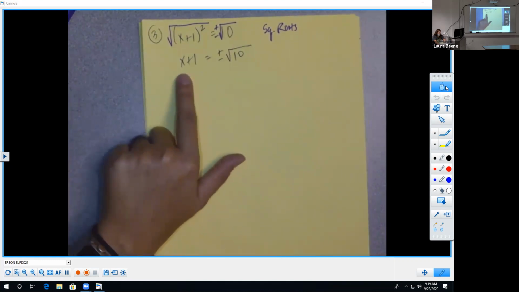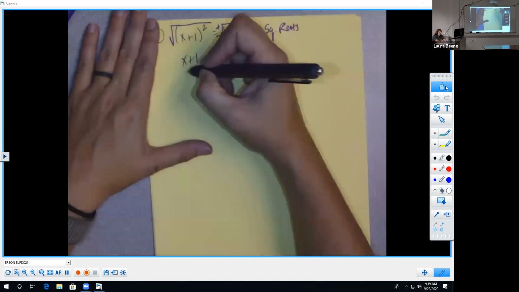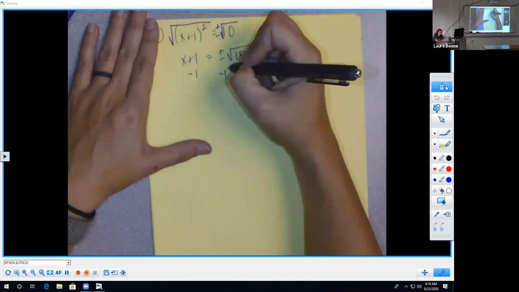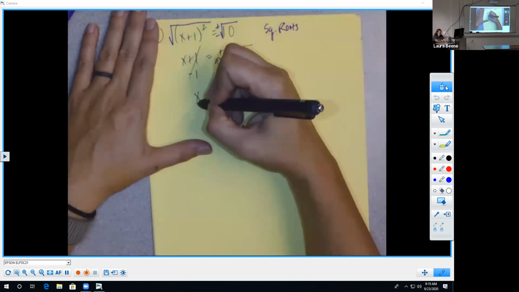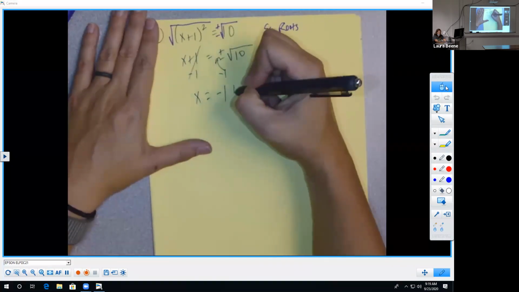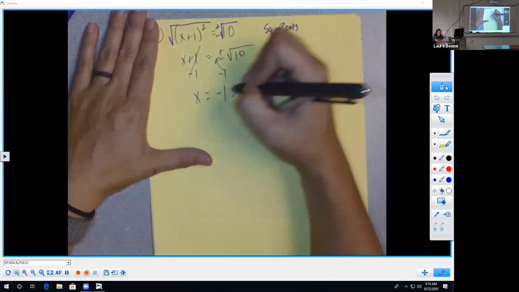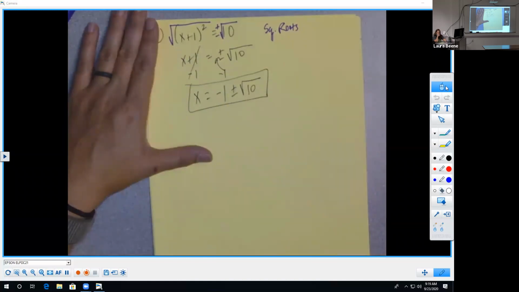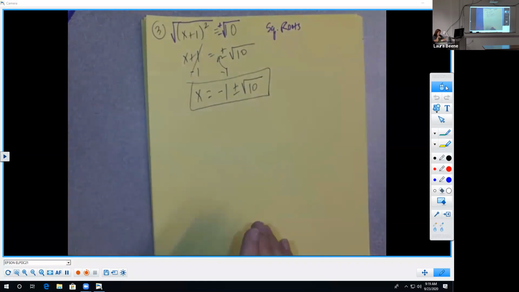How do I solve for x? Subtract 1 from both sides, and you put it up in front of the plus or minus. So x equals -1 plus or minus the square root of 10. And that's your answer. Questions about that?